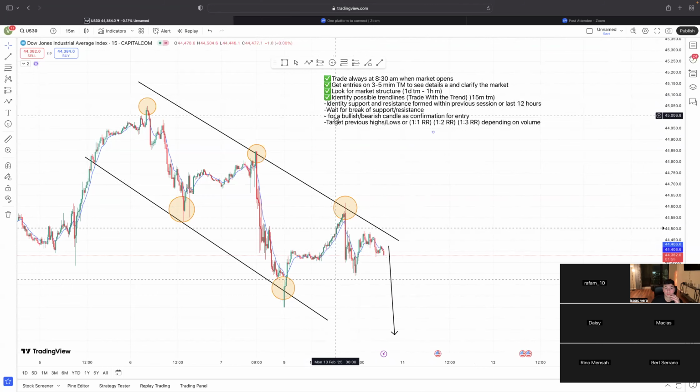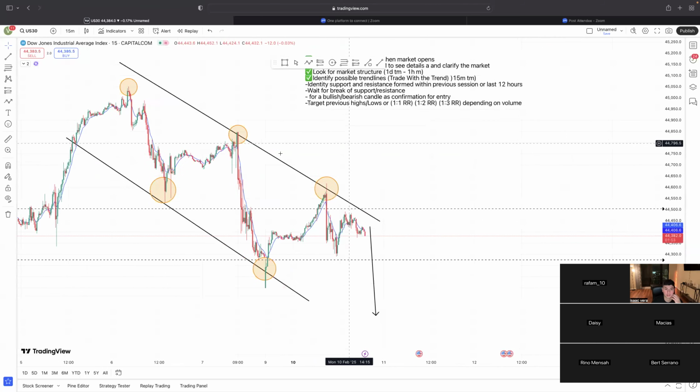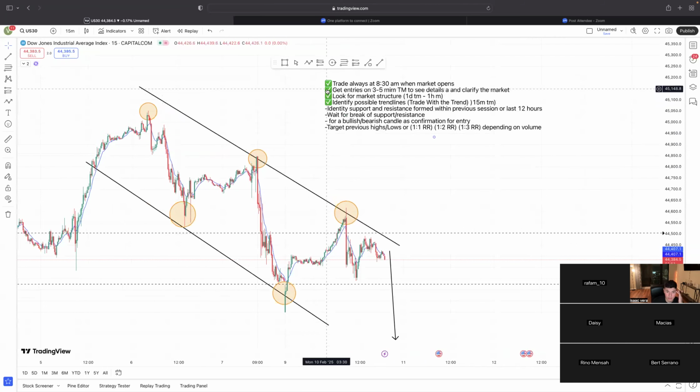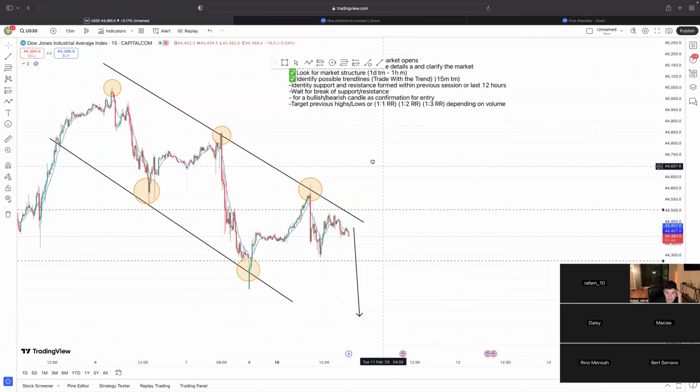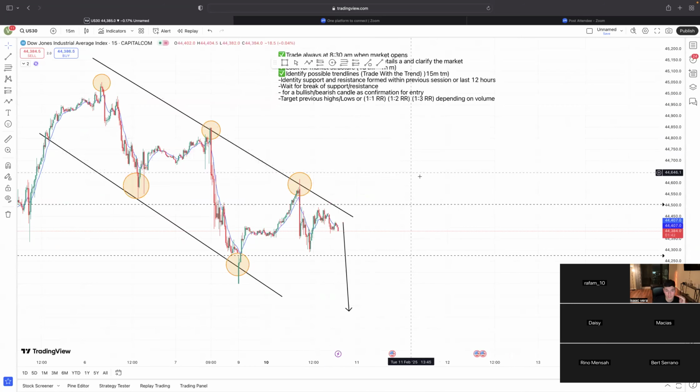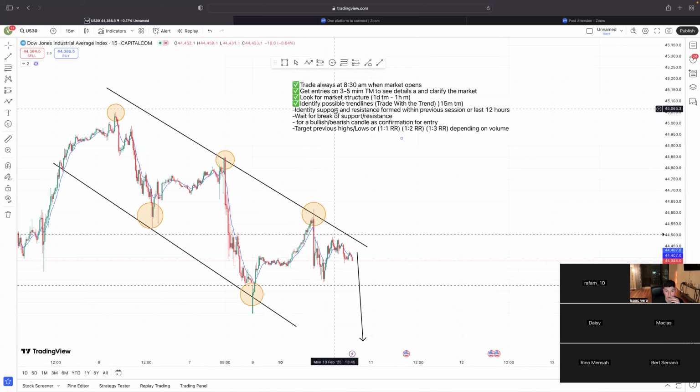All right. So now that we identify market structure, we identify possible trend lines. Now we are going to identify support and resistance, and same within the 15-minute time frame. It says right here, this is one of the confirmations that I have for my entries.